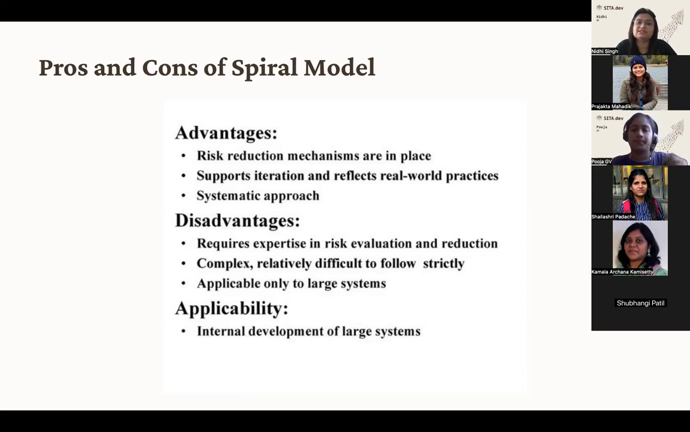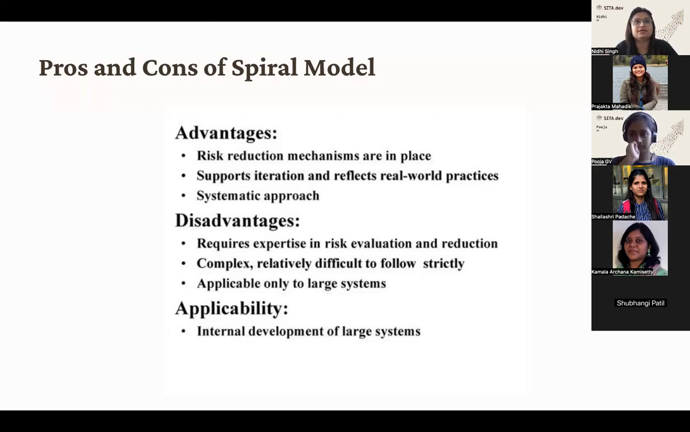So these are the advantages and disadvantages of the spiral model. This model is used internally for large systems, and for certain software where we cannot take the risk of any flaw. In those systems, the spiral model is used to be very sure, to make sure that the software we are building is 100% bug free.